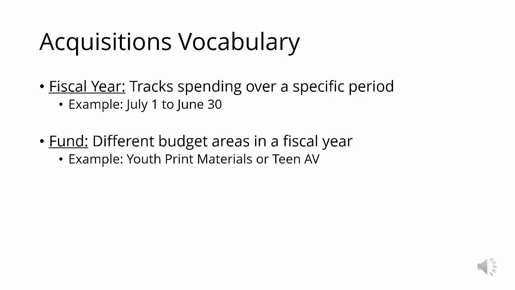Let's familiarize ourselves with some of the common vocabulary terms that we'll be using throughout the course. Fiscal year records track and manage funds over a specific period of time. For example, a library's fiscal year might run from July 1st to June 30th. Fiscal years are broken down into funds. Fund records track the purchase of library materials and services by different budget areas. For example, youth print materials or teen AV.